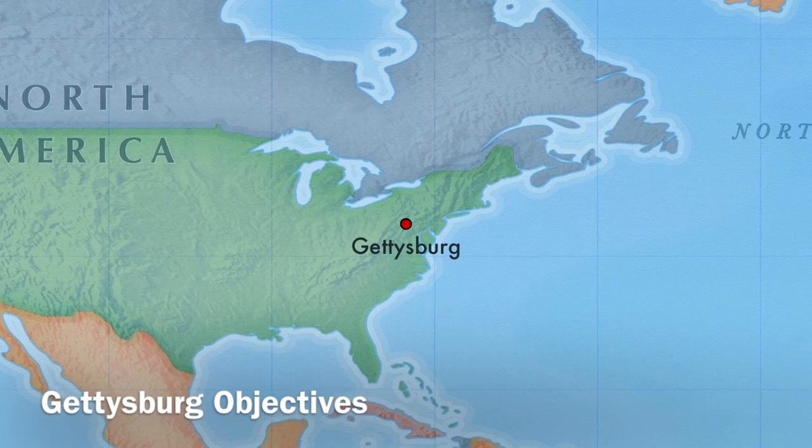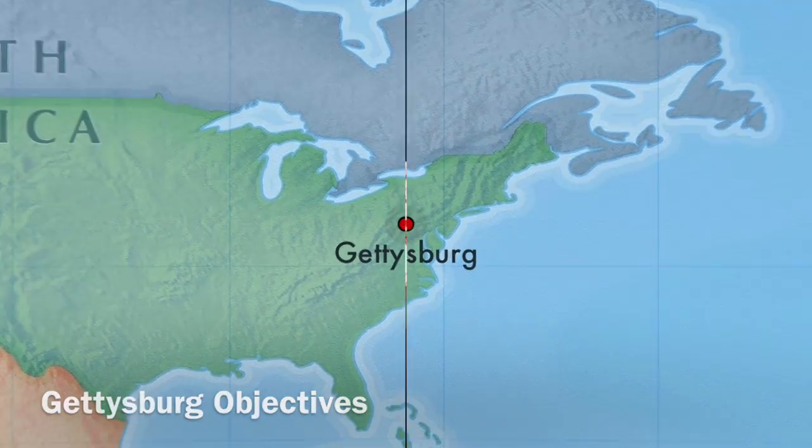The Confederates' objectives were to convince Northern Republicans to stop their persecution of the war. The Union's objectives were to defend the northern states. Their goal was to pursue General Lee's army and to stop the Confederates' advance.